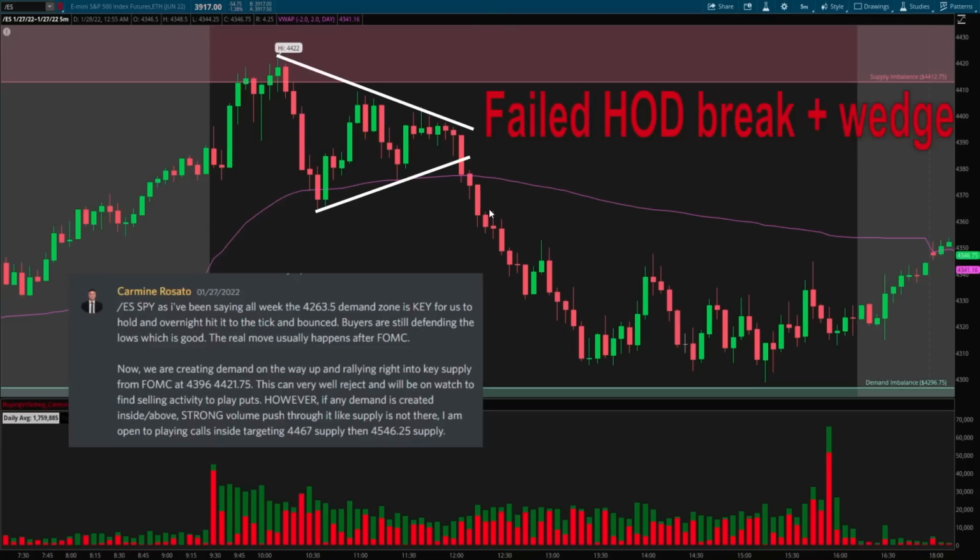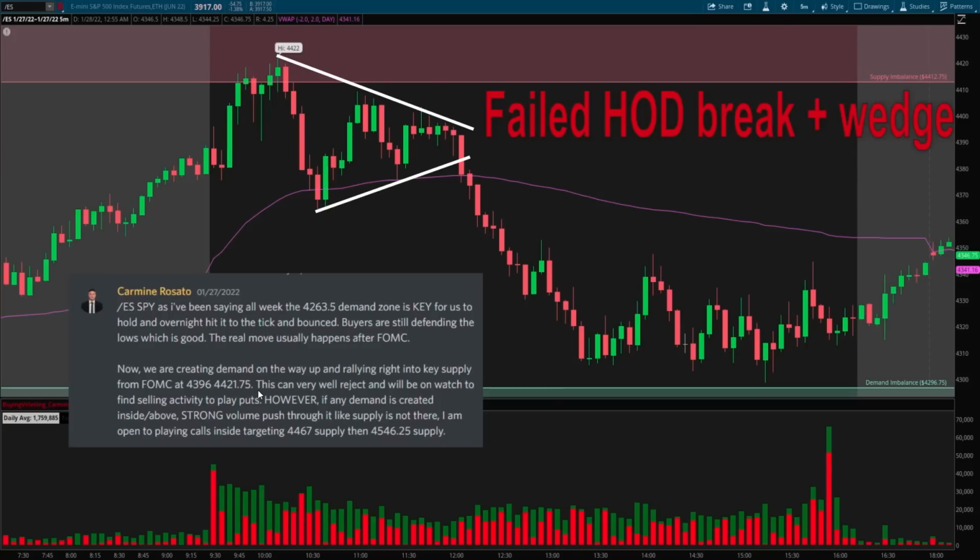Now what this looks like from an intraday perspective. This is the same supply zone at 4,412. We see a nice rally inside of the supply zone, we form a high, we dip down, and then we break the high, which is a failed high breakout, and we start moving lower, and then on this move lower, we see a wedge, and the market starts selling off from this.